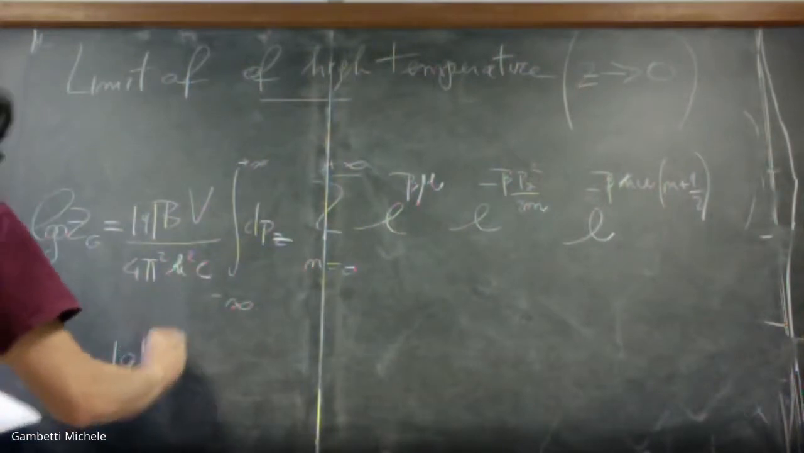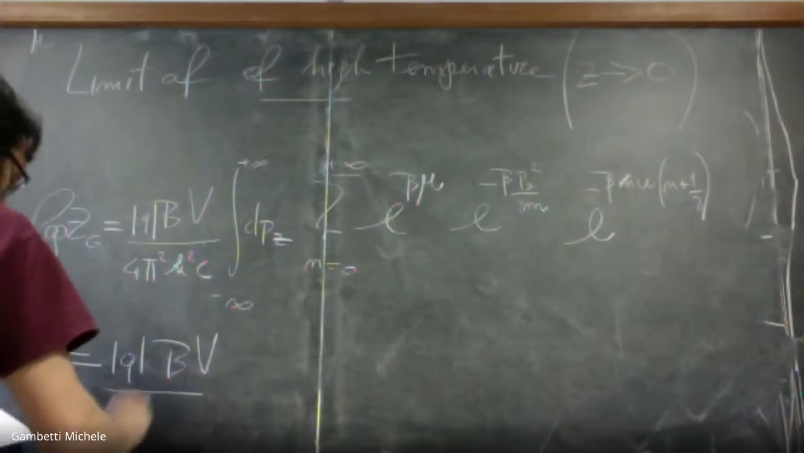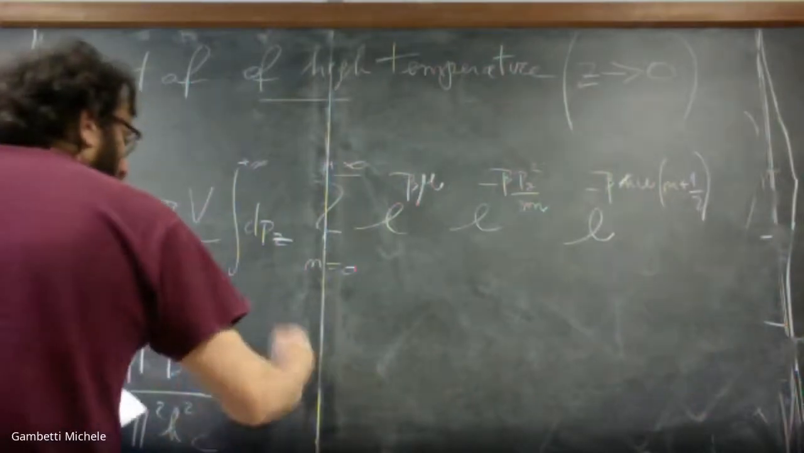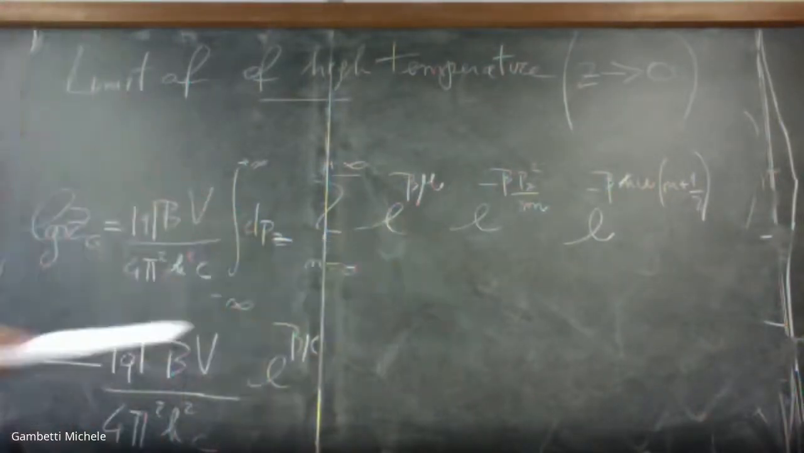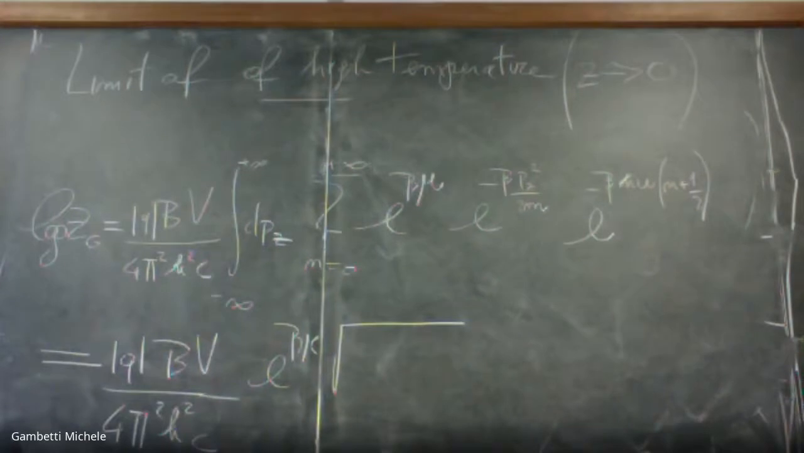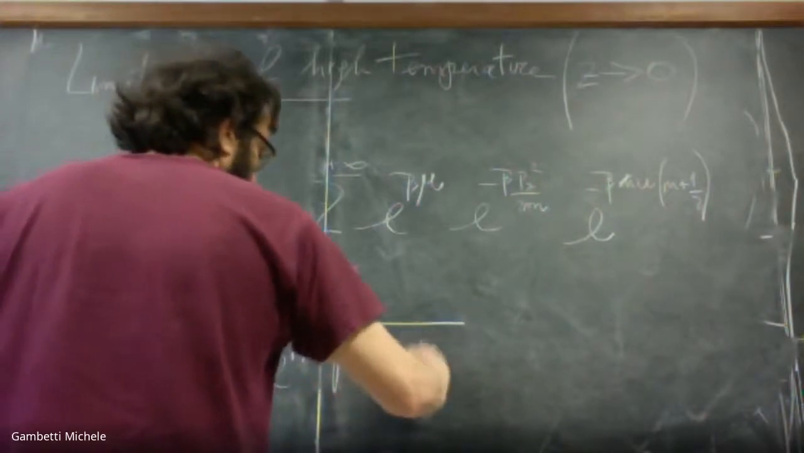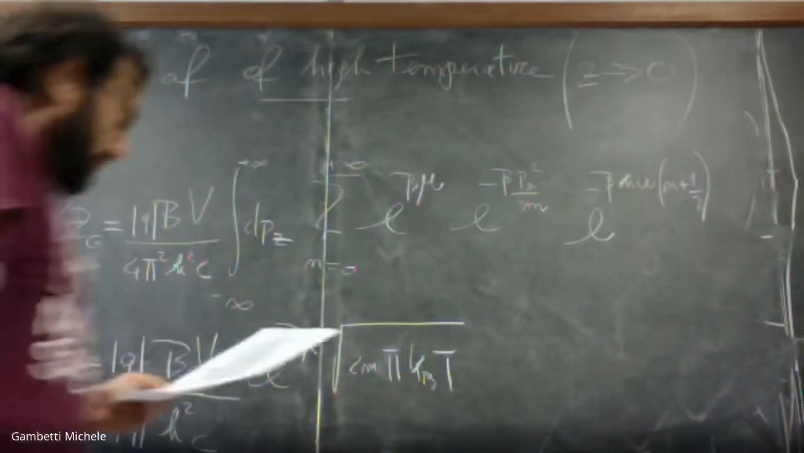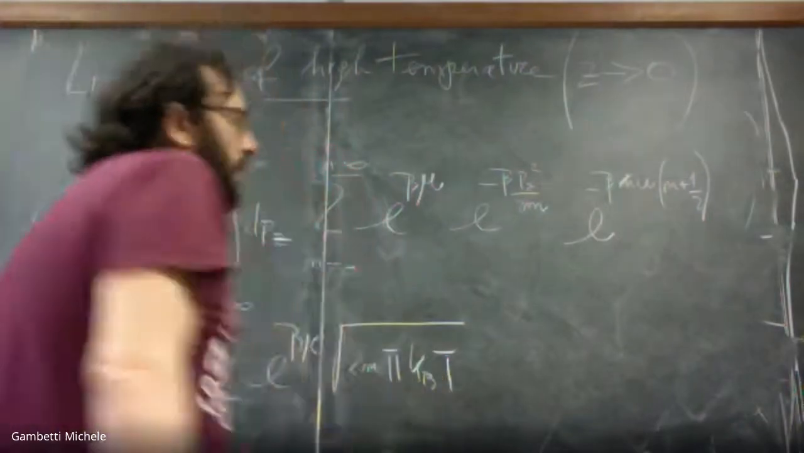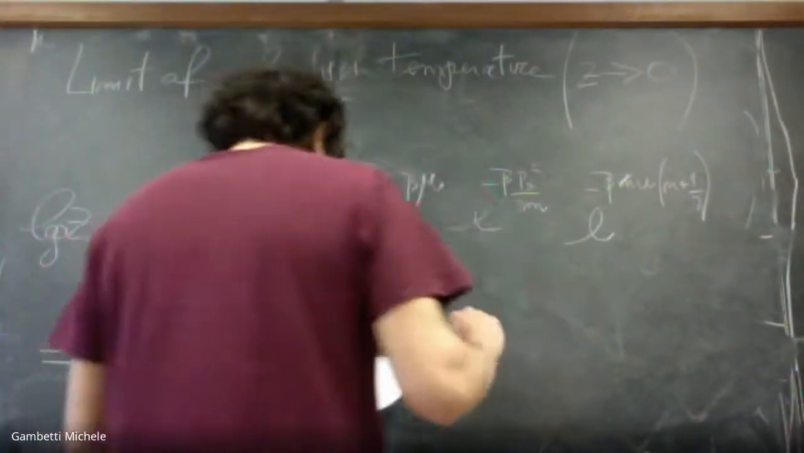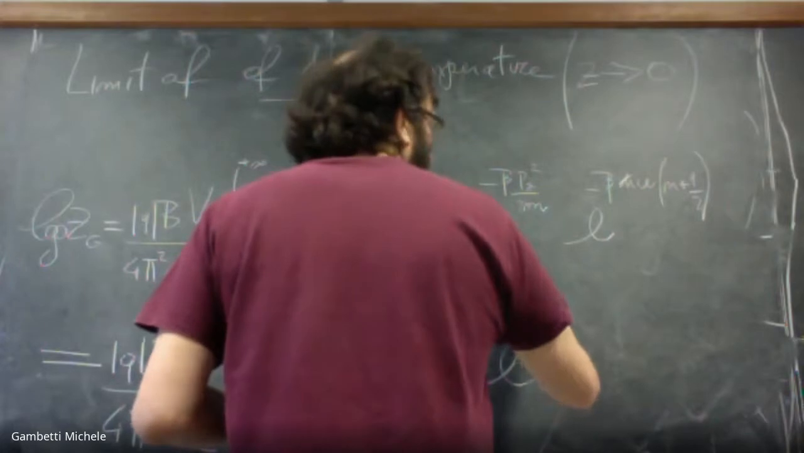So I have qBV divided by 4 pi squared h bar squared c. Then I have an exponential of beta mu, which is this term here. And let me do the integral over pz, which will provide a square root of 2m pi kBT. And then I have the sum. Let me do a little modification of this. I write first the result. Let me call e to the minus x.